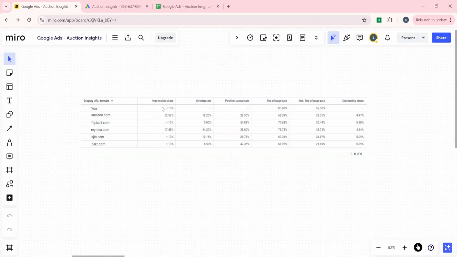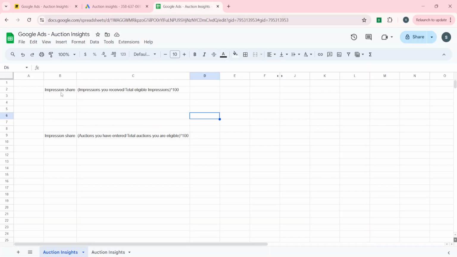First is the impression share. What is impression share? We discussed it in the target impression share module. Impression share is the impressions you have received divided by the total number of eligible impressions, multiplied by 100. This is the impression share we discussed in the target impression share bidding strategy module.